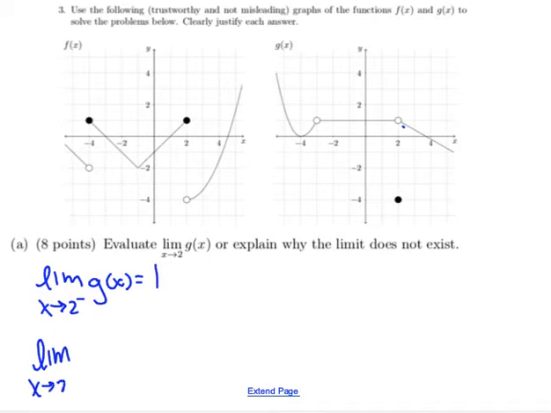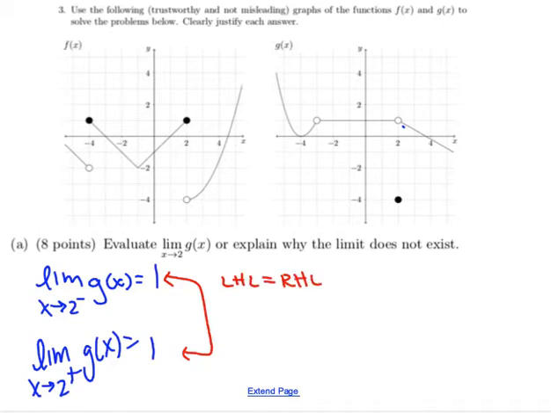Limit as x approaches 2 from the right of g of x. So here's 2, here's function g from the right, it approaches 1. So, since those match, you can say left hand limit equals right hand limit. I also do left hand, right hand, that would be fine. Since they equal each other, I can say my limit as x approaches 2 of g of x, the overall limit, is equal to 1. Questions on the work for A?